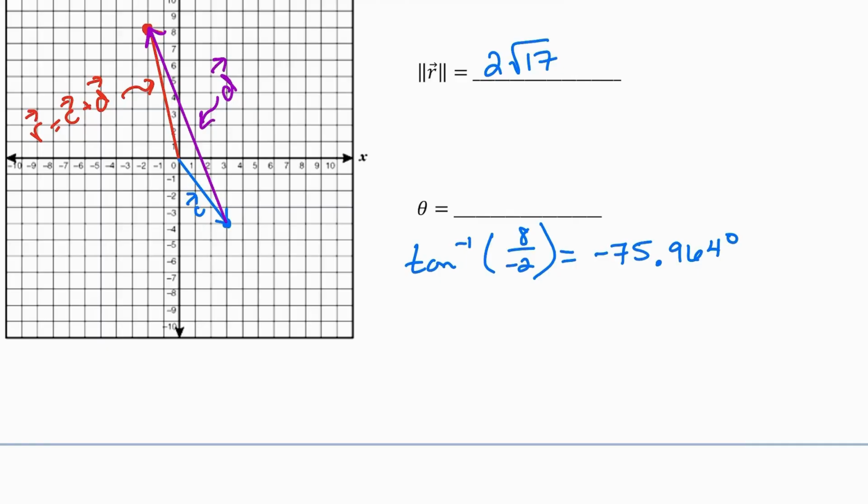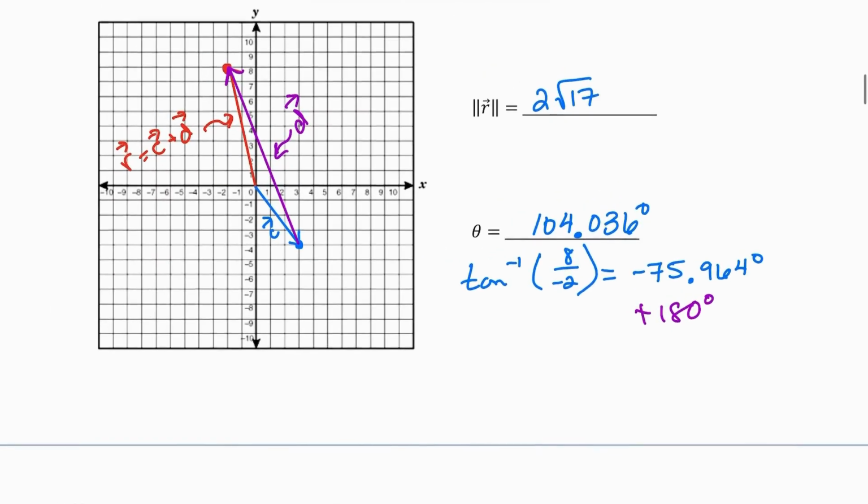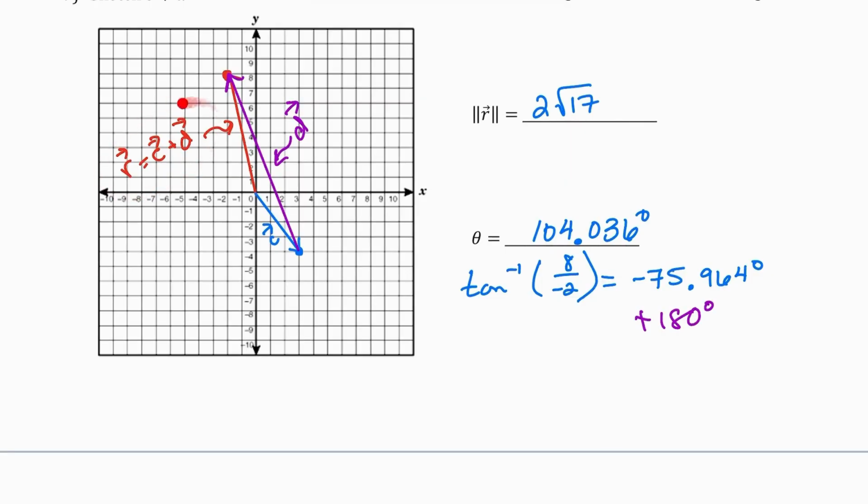So how do we do that? Well, we add 180 degrees, and if you do that, you get 104.036 degrees, which makes a little bit more sense based on our drawing that our resultant vector here in quadrant 2 is somewhere between 90 and 180 degrees, which 104.036 degrees is.